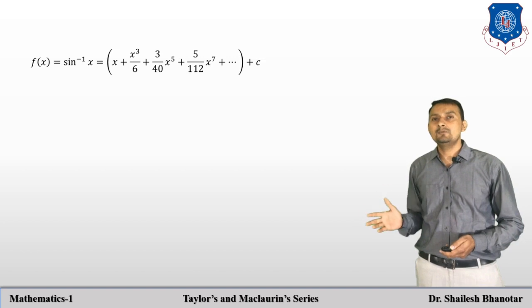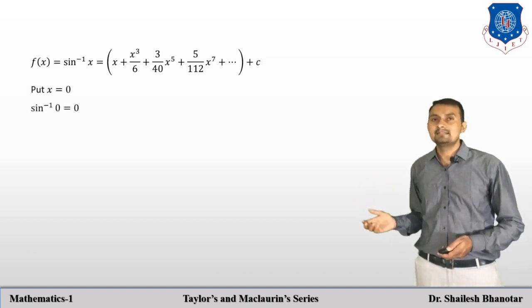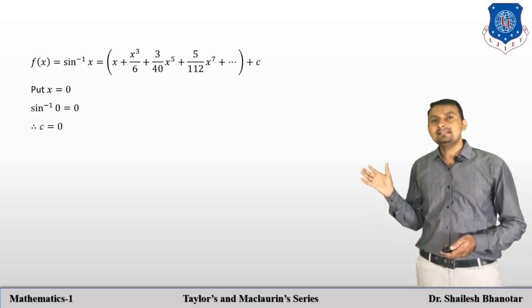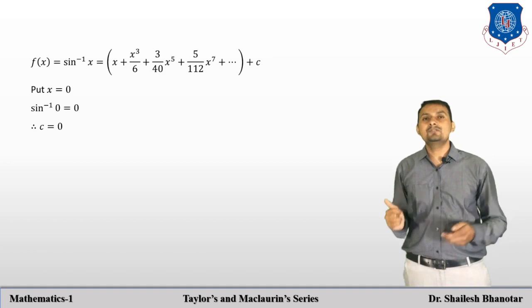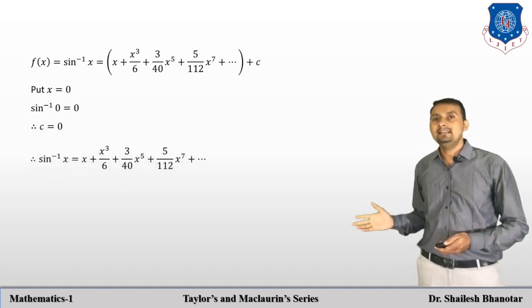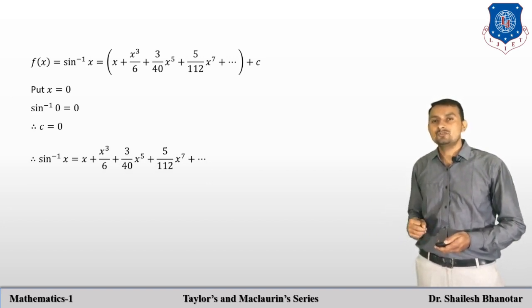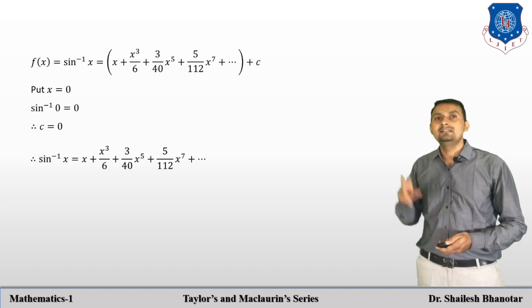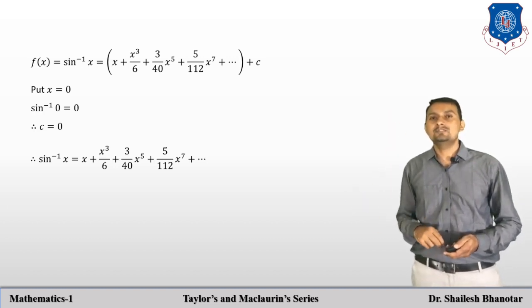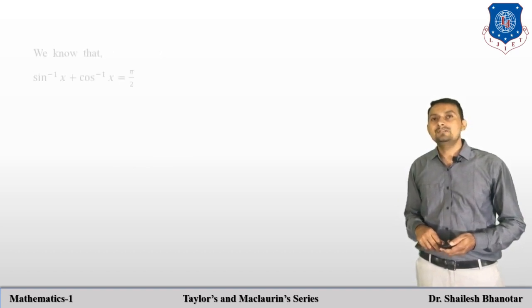But if we put x is equal to 0, what do we get? Sin inverse 0, that is 0. And if we put x is equal to 0 on the right hand side, we get c is equal to 0. And finally, sin inverse x is equal to x plus x raised to cube divided by 6 plus and so on, since c is equal to 0. So this is the final representation of sin inverse x. And suppose you want to find here cos inverse x.